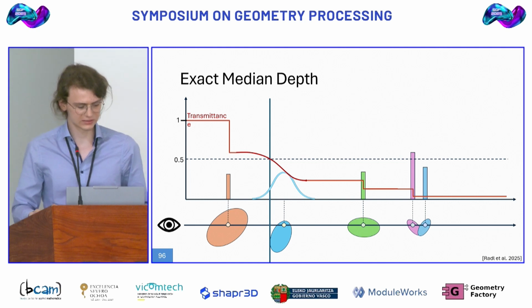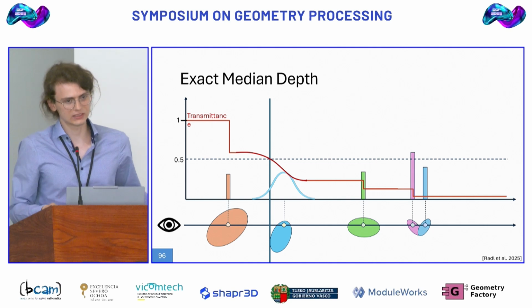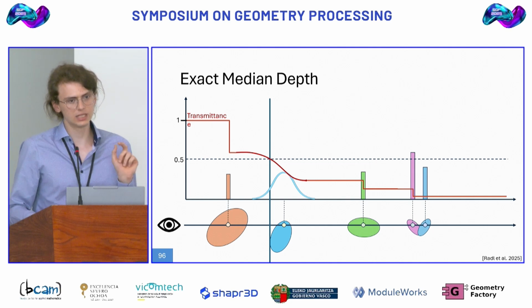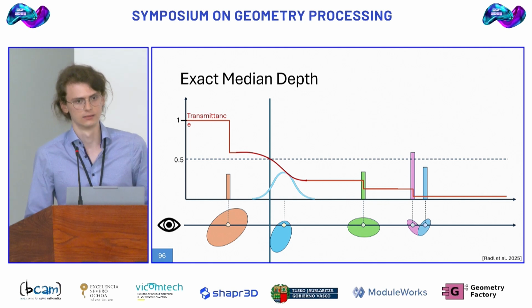So we have proposed to compute this exact median depth, which computes the process as normal, except for the median Gaussian, which will then be evaluated analytically and exactly.